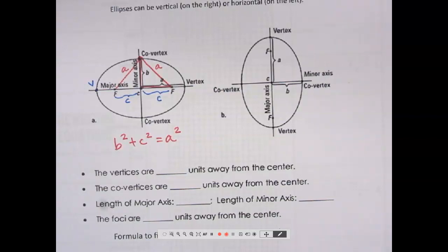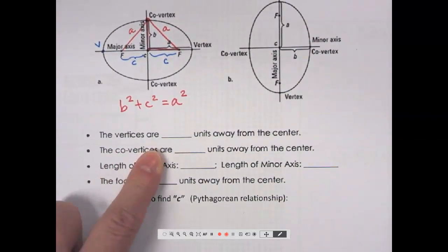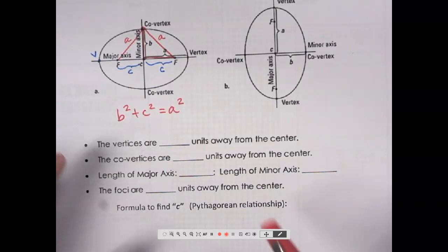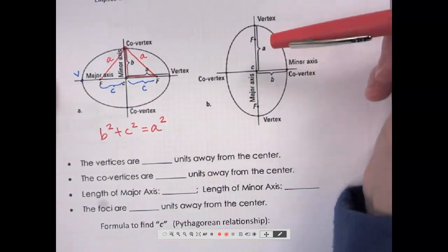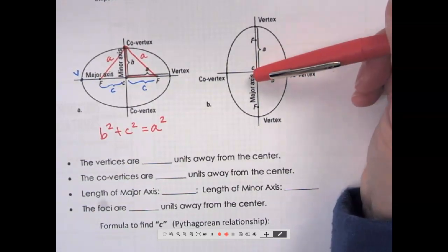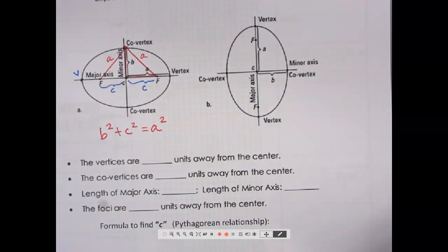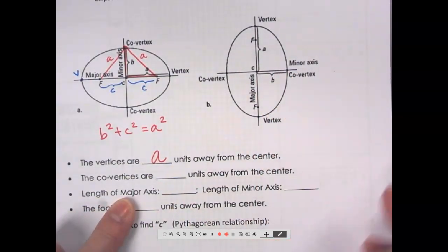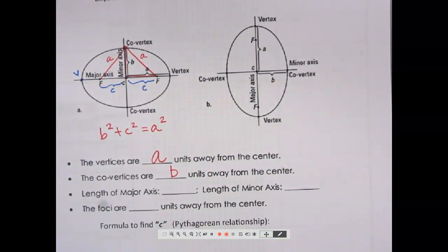Okay, so let's go down here and fill in some things. The vertices are how far away from the center? Looking at what I've labeled, I kind of drew over this one, so it might be easier to look at this one. What's that distance called from center to vertex? A. Vertices are A units away from the center, so that's what A represents. A is the distance from vertex to center. The co-vertices are B units away from the center. So B is the distance from center to co-vertex.